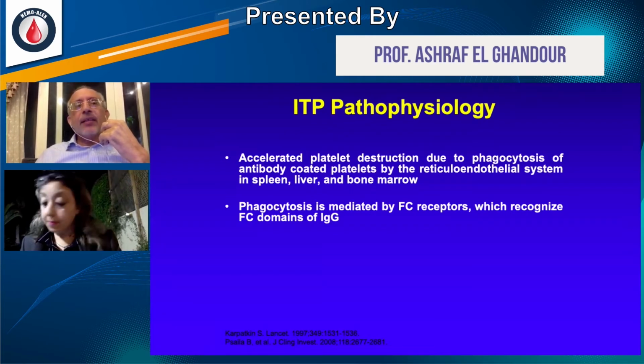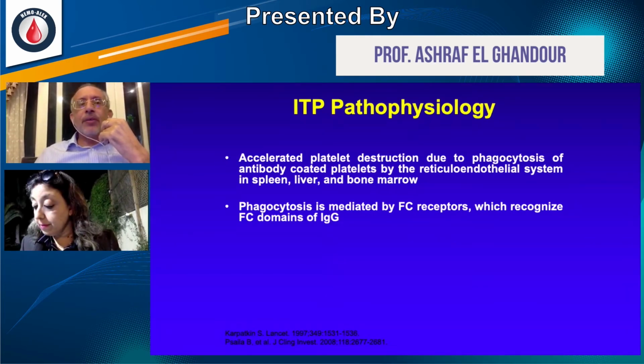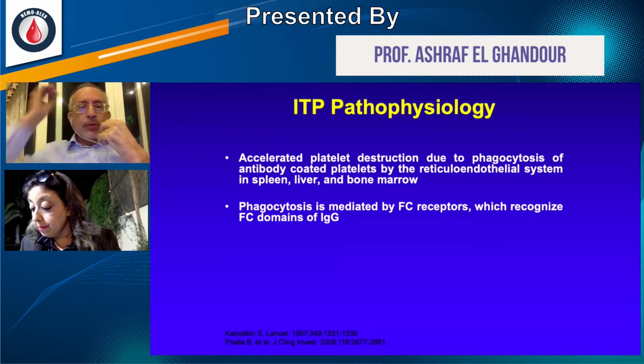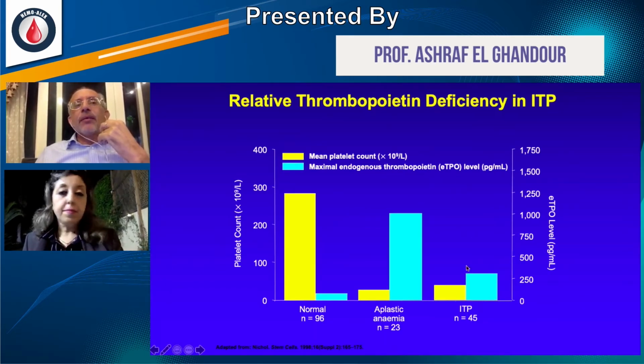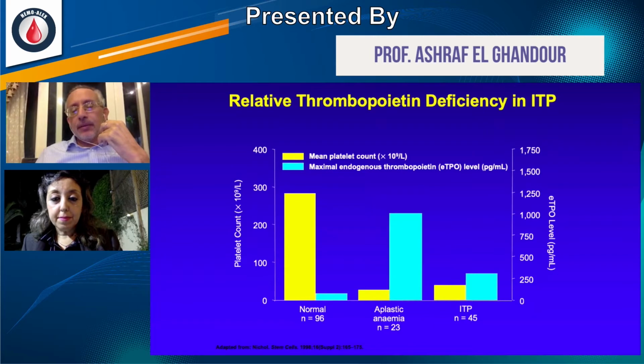In this pathology, there is accelerated platelet destruction due to phagocytosis of antibody-coated platelets by the reticuloendothelial system in the spleen, liver, and bone marrow. Phagocytosis is mediated by macrophages in the spleen, which recognize the Fc domain of IgG type. This is important. What about thrombopoietin level? As we can see here, with a low platelet level, TPO is not so high. Compared with aplastic anemia, where we have a maximum endogenous thrombopoietin elevation, this means here it's antibodies or the immune system more than deficiency of TPO.